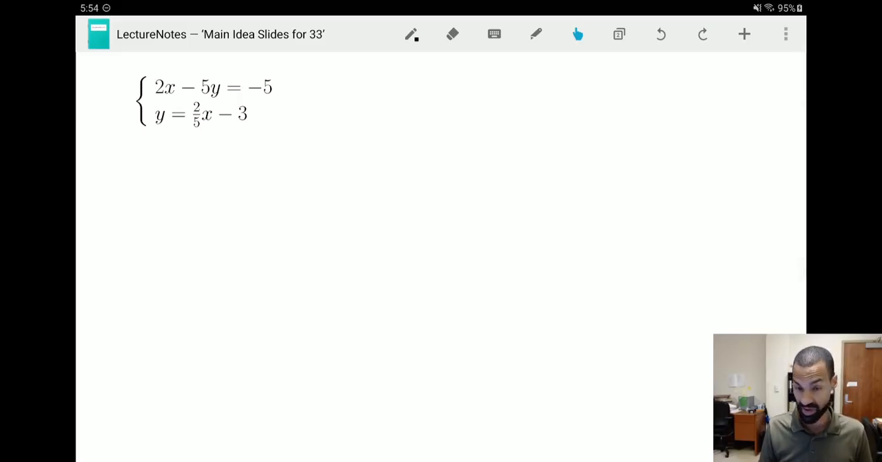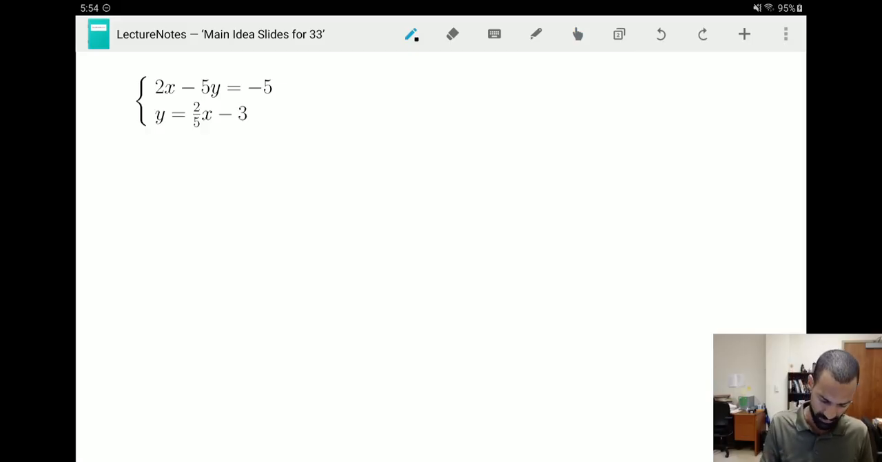2x minus 5y equals negative 5. y equals 2/5 x minus 3. Okay, here's another system that's set up well to do substitution. Okay, y is by itself. So anytime you have a variable by itself, substitution is usually a pretty good idea.